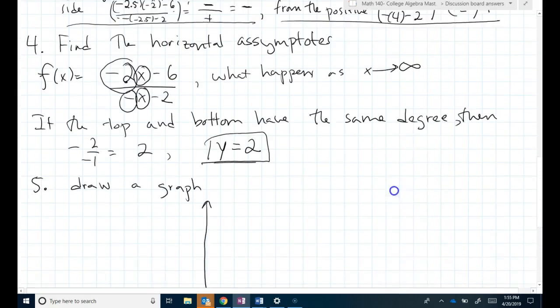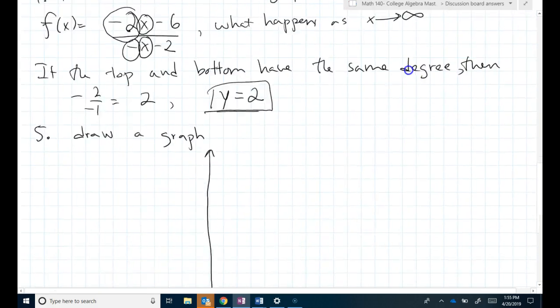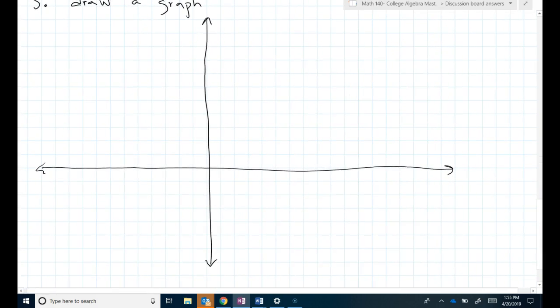So the first thing that I want to do is put in x equals negative 2. So there's my vertical asymptote, x equals negative 2. There it goes. And then I have a horizontal asymptote of y equals 2.